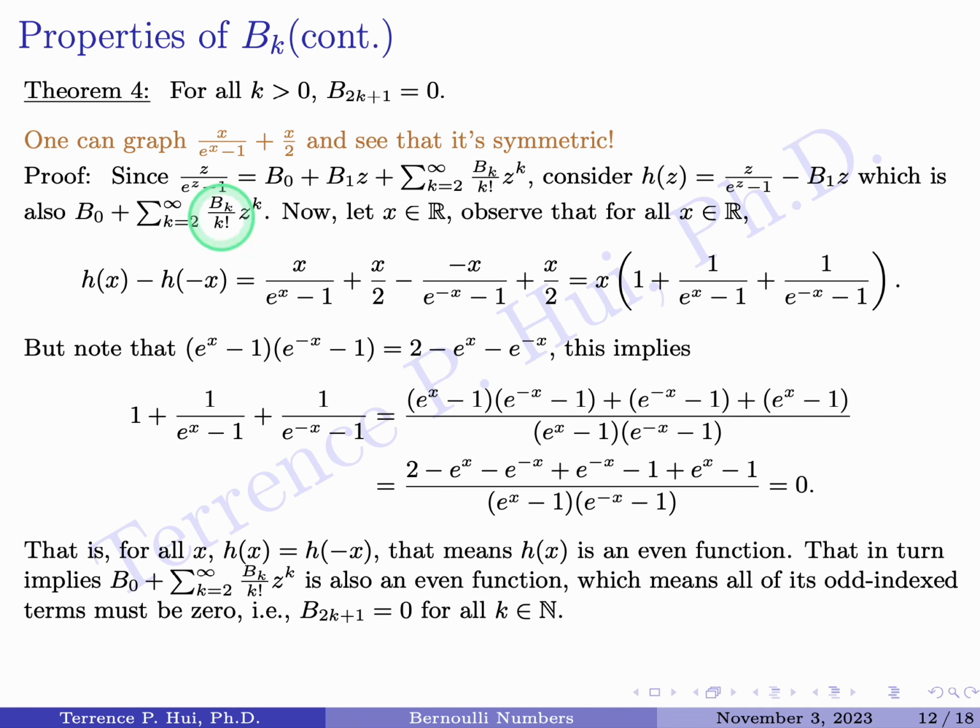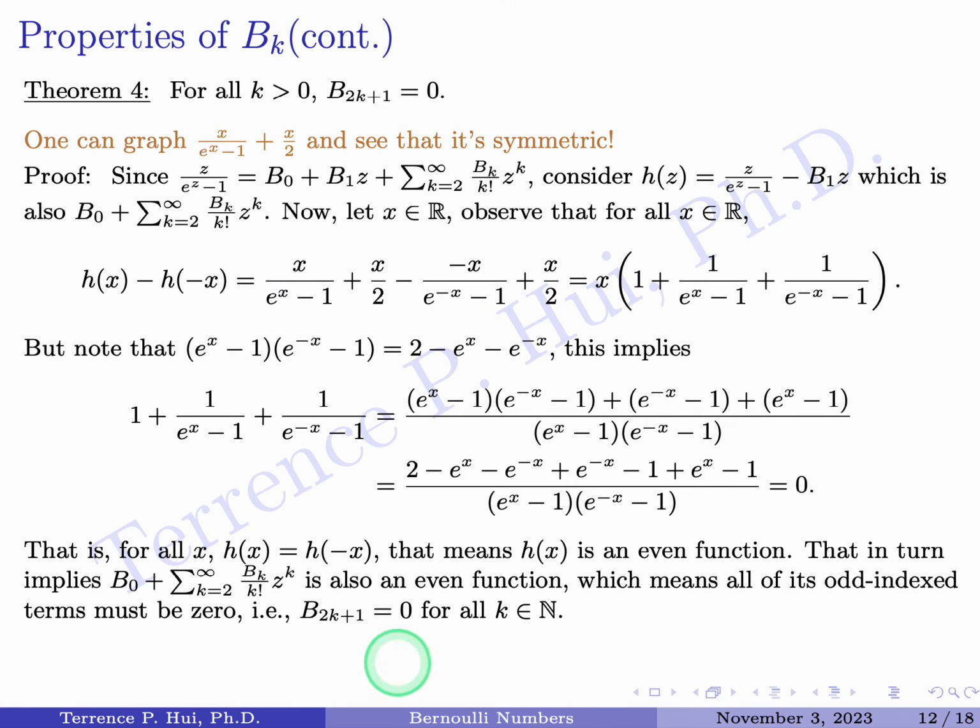But h is equal to this series. It's b sub 0 plus this infinite series. When can an infinite series be even? If an infinite series is even, we do know one thing that cannot happen, which is k cannot have odd indices. Because if k has odd indices, you will never get this. So the only way for this to hold is if all the odd indices drop out.